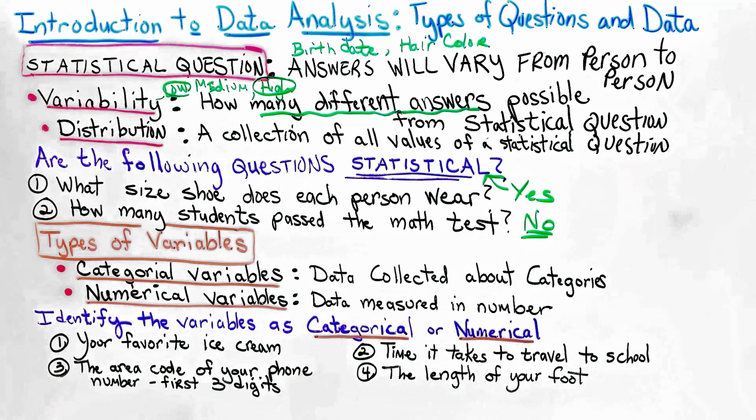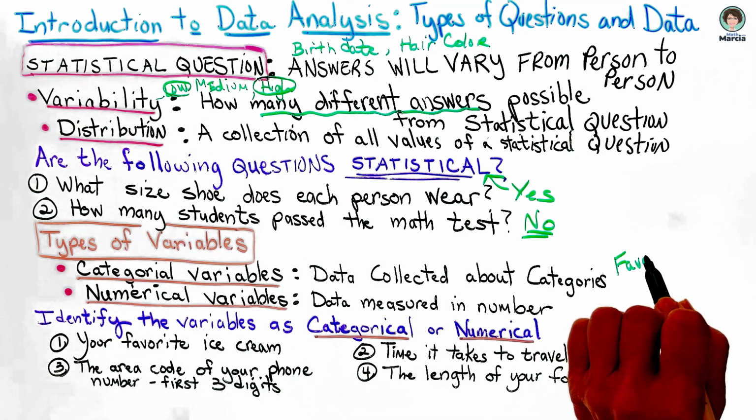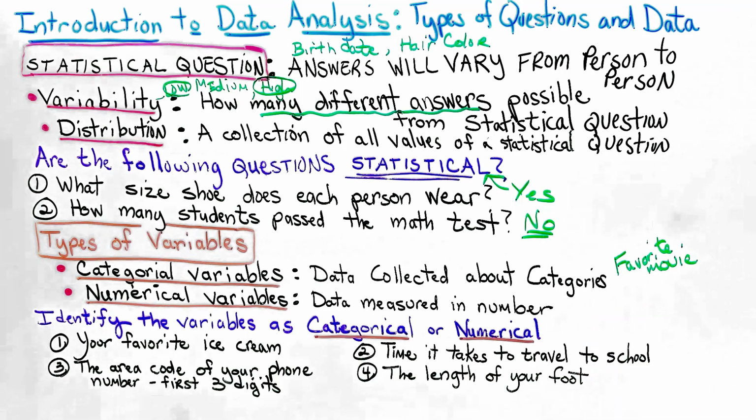All right, now we're going to talk about types of variables. Well, we have a categorical variable, which is data that is collected about categories. Well, you might say, what kind of categories? It could be your favorite movie. If you asked different people, they would come up with different answers for that.